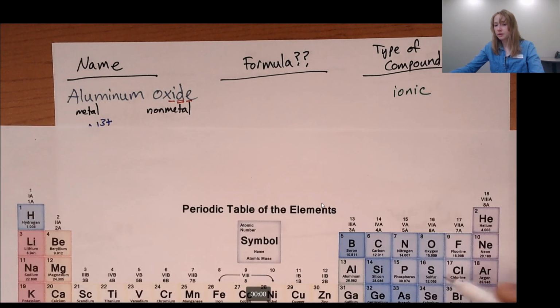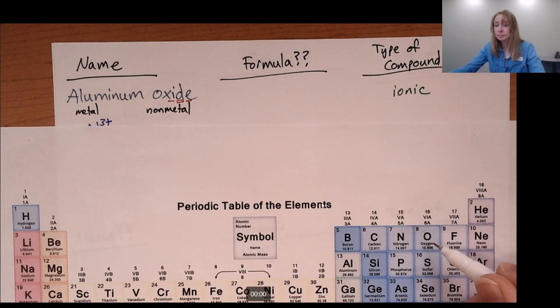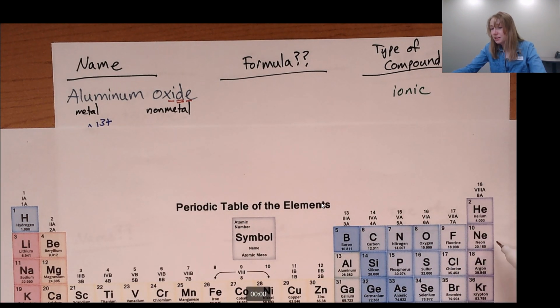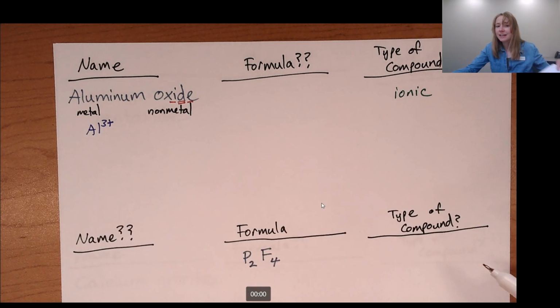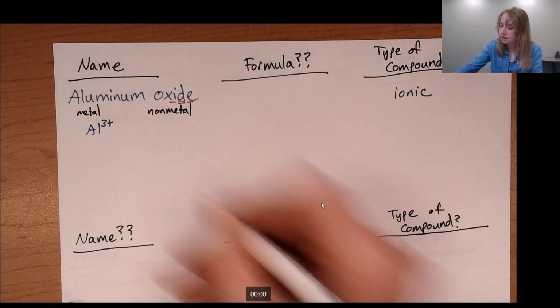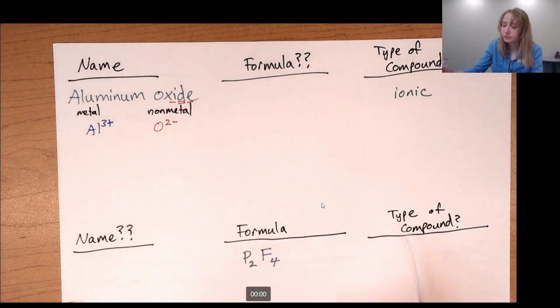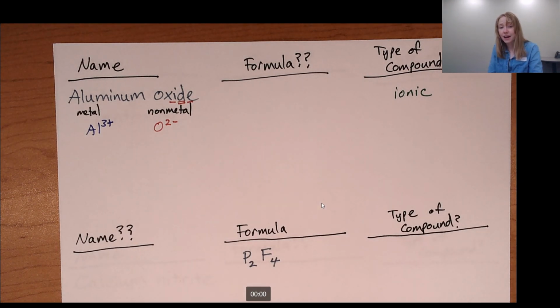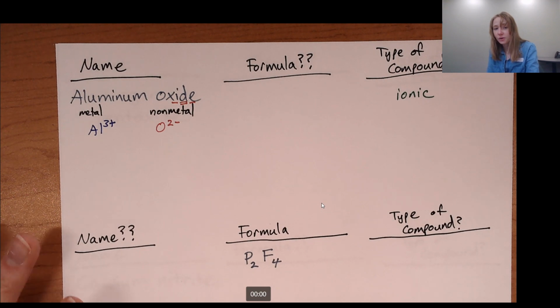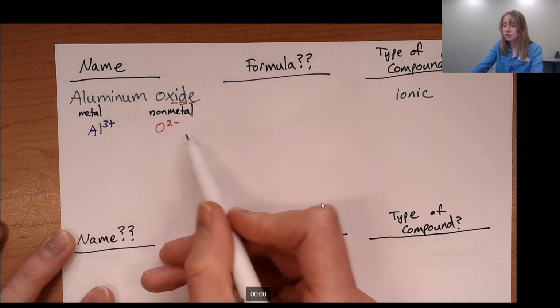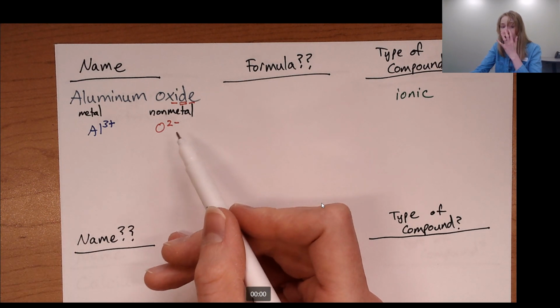So if I look at where oxygen is on the periodic table, it's in group 6A. That means it would have to gain 2 electrons to get to a full octet or a noble gas configuration. And so it's going to have a -2 charge. So those are the 2 ions I have. However, I need to combine these in a ratio where the net charge is 0. So right now I have a 3 plus charge and a 2 negative charge.